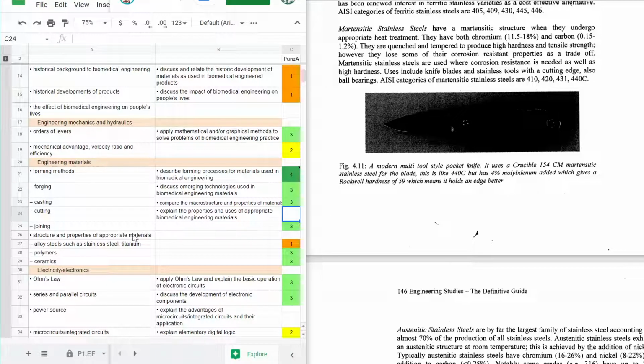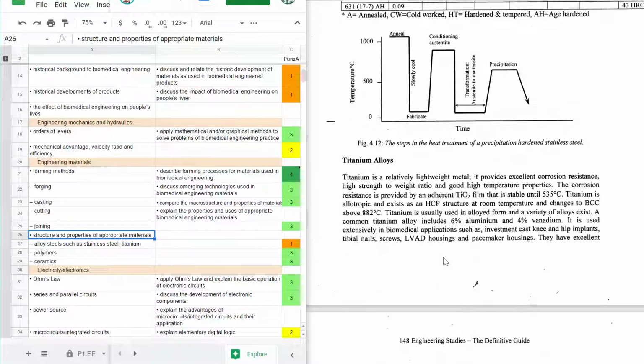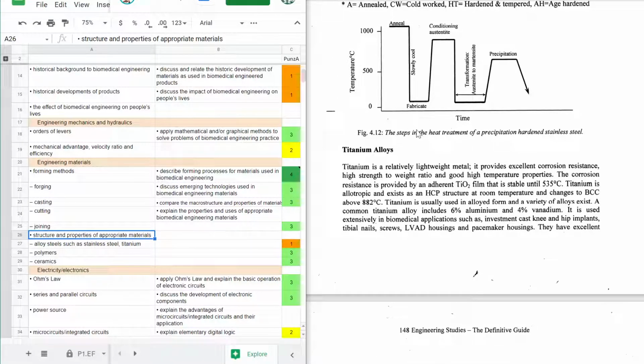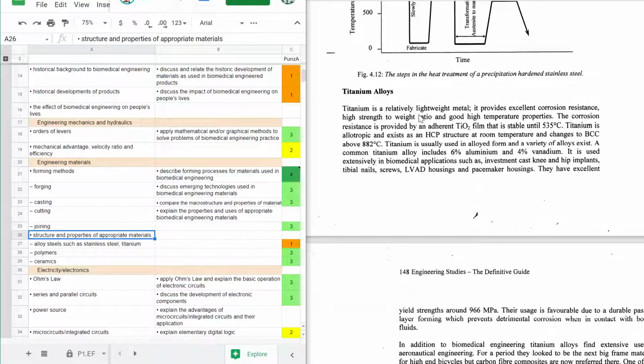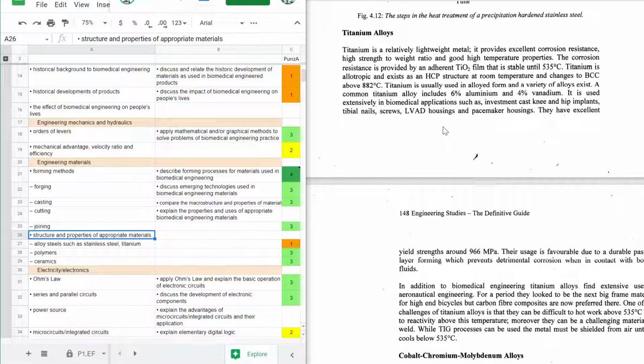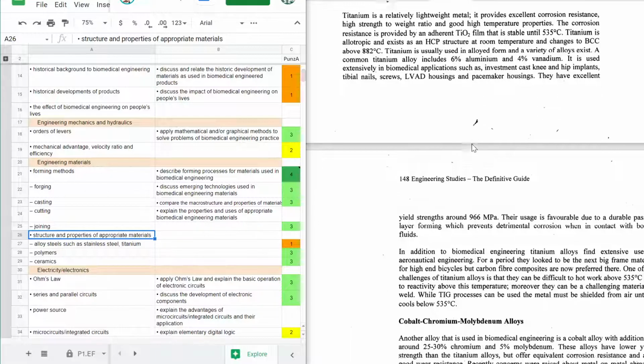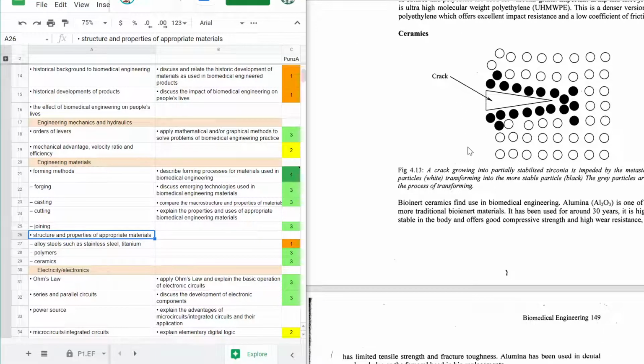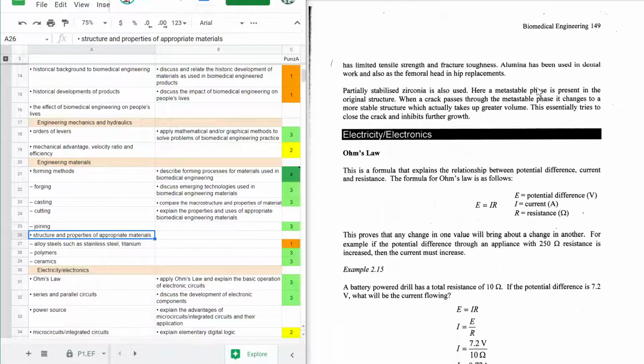Okay, in terms of materials, when we talk about alloys, we have already covered all of our stainless steel and precipitation hardening. I will make you study titanium. That will be what I'll probably make you do the week after next. And we'll cover a little bit on polymers and ceramics used in biomedical fields.